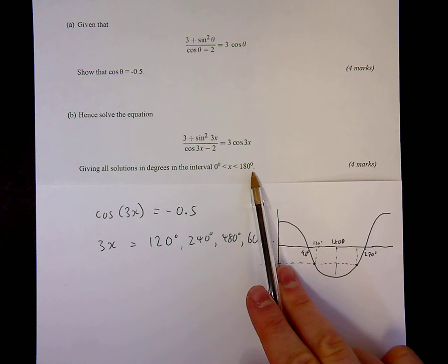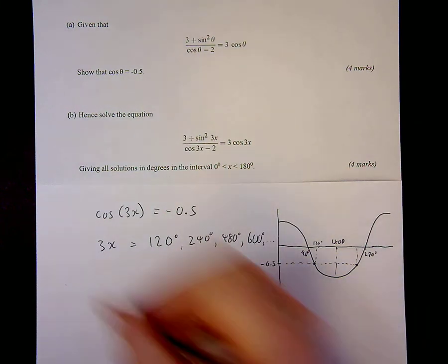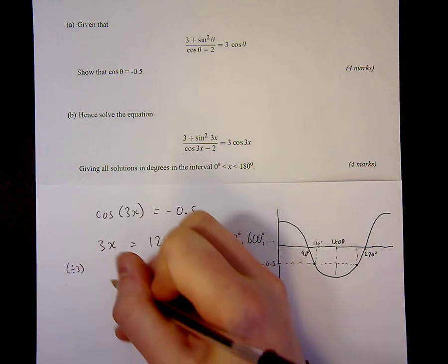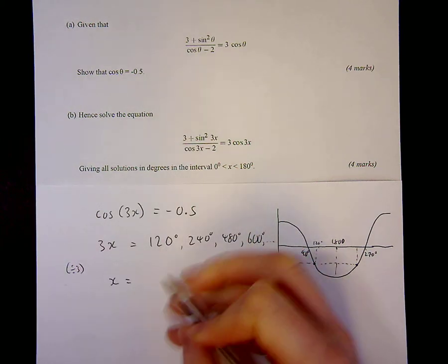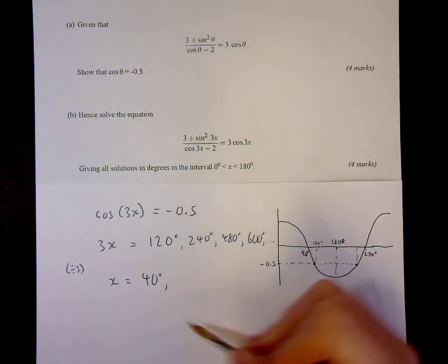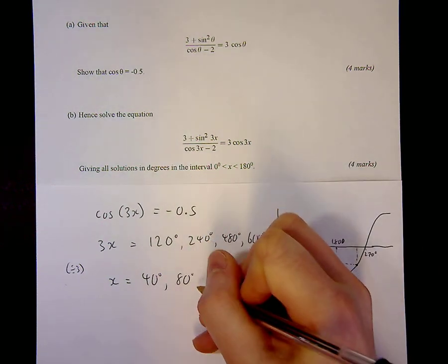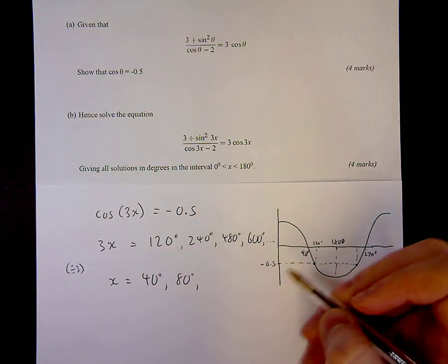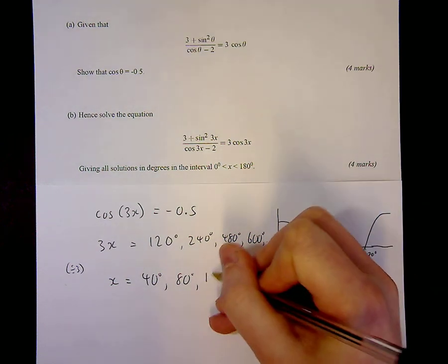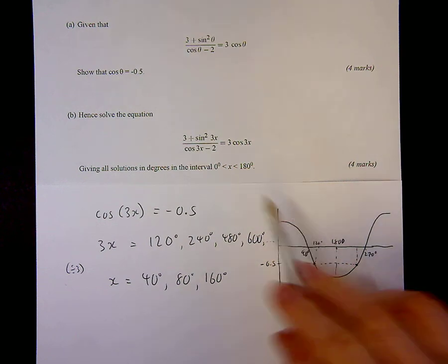Well, if this is 3x, to find your x values, all you can do is divide through by 3. 120 divided by 3 gets me 40 degrees. 240 divided by 3 gets me 80 degrees. 480 divided by 3 is going to get me 160 degrees. 600 divided by 3 is outside the interval. So 40, 80 and 160. I can stop.